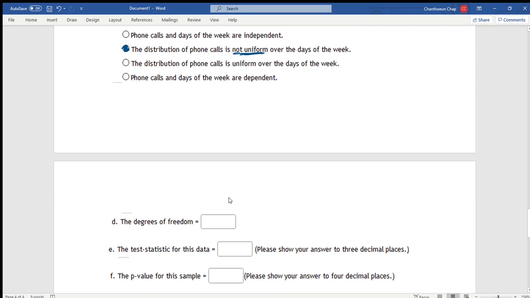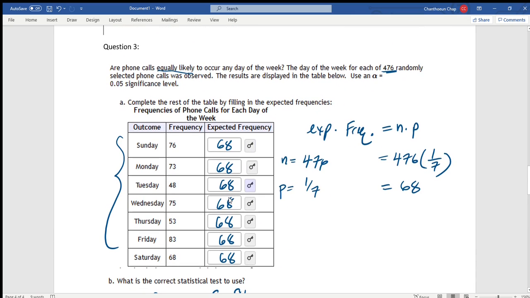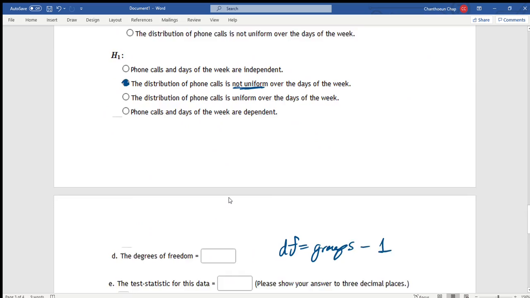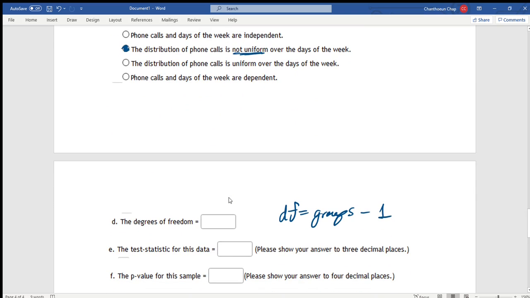Part D, we're looking for the degrees of freedom. The degrees of freedom is equal to the number of groups minus 1. So in this case, we know the number of groups is 7. We have 7 days of the week. So we're going to take 7 minus 1, and that's going to give us a degree of freedom of 6.